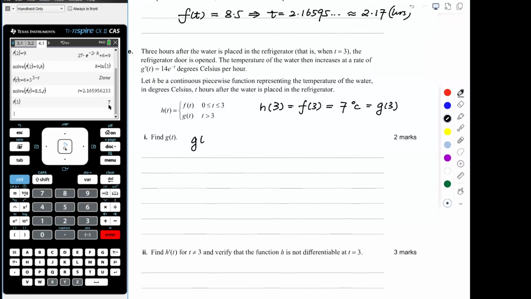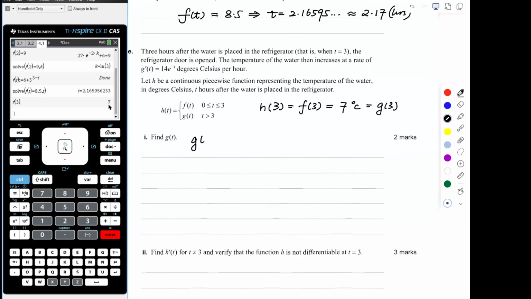You probably can expand this function. So you actually get minus 14e to the power minus t plus 14e to the power minus 3 plus 7, okay? Of course, if you approach this problem with the standard traditional procedure, you just integrate, add c, and solve to find c. You could also define g(t) as this bit.